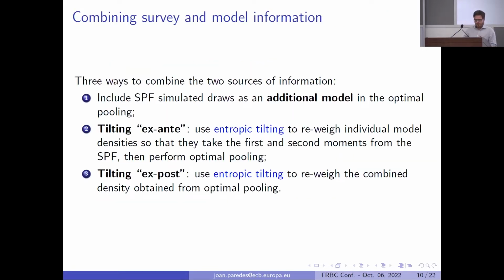So I was talking a little bit about this. How are we going to combine? We're going to include the SPF as a possible model to be picked up by the weights. This is the additional model in the optimal pooling. We're going to do the tilting ex ante, which is what I mentioned before, which seems to be working: using entropic tilting to reweight these individual densities, taking the first or second moment of them, and then performing the optimal pooling. Or the other way around: you perform optimal pooling and afterwards, with the single density, you use entropic tilting to reweight the draws.